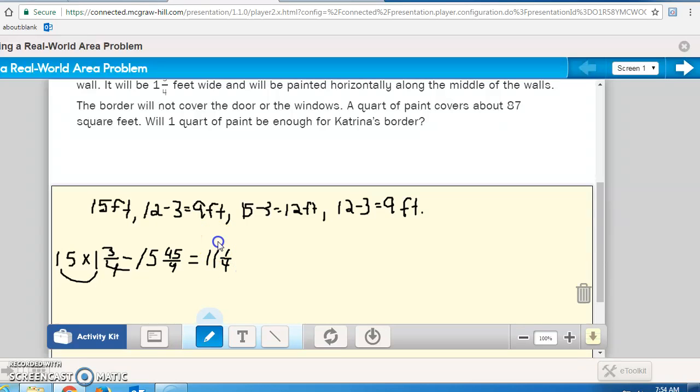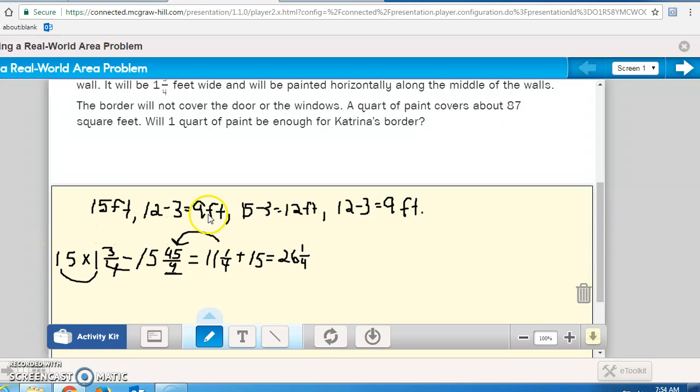How did I get this number? All I did was divide this fraction. Now I need to add this converted mixed number to the 15 to make sure I have the right amount of border length. And it should be 26 1/4. That's just this wall, the first wall.